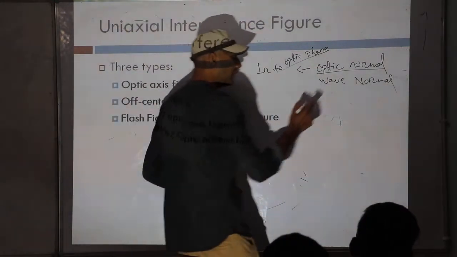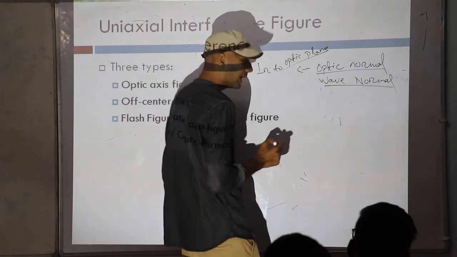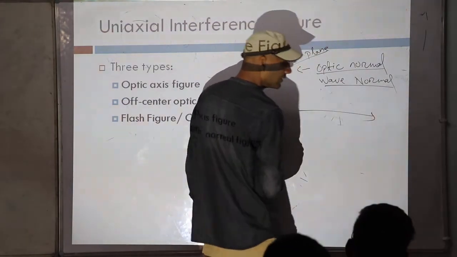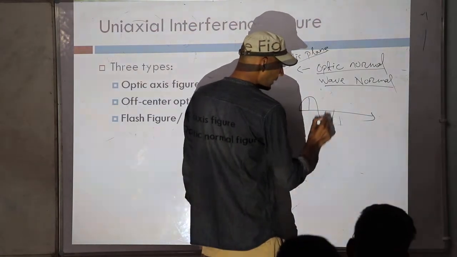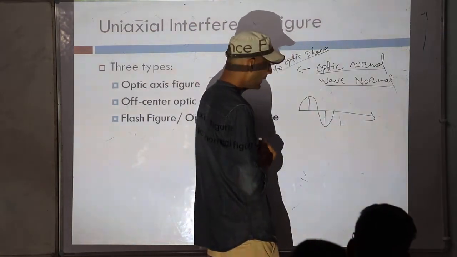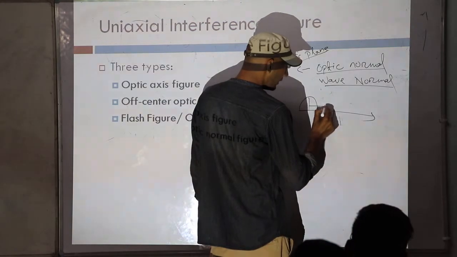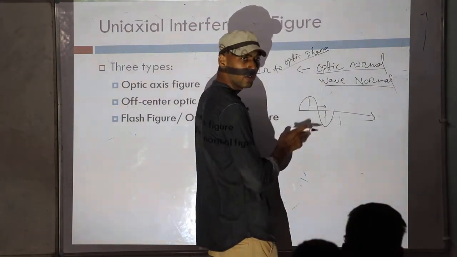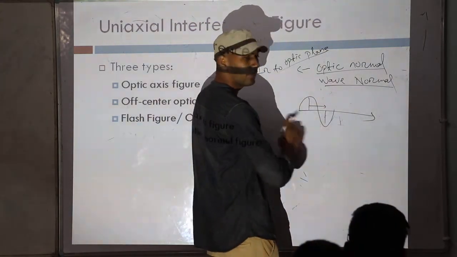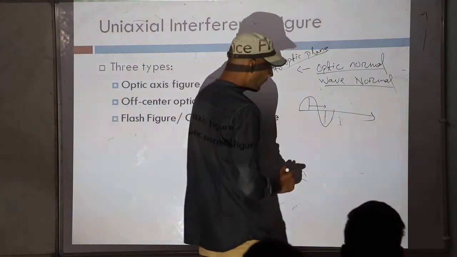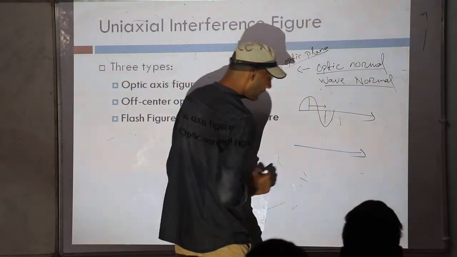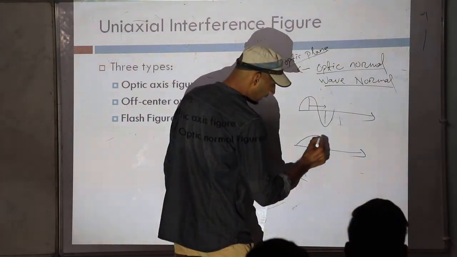What is wave normal? Perpendicular to the vibration direction. This is my light ray. Now the particles are vibrating like this. So you can say this is your wave normal. And now the wave normal is coinciding with the path direction. If this is the path direction, the ray is vibrating like this.